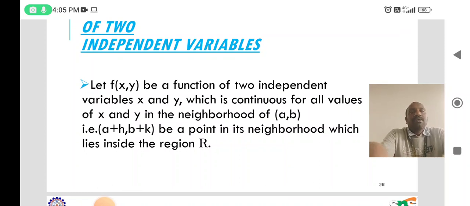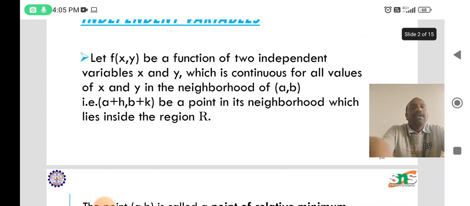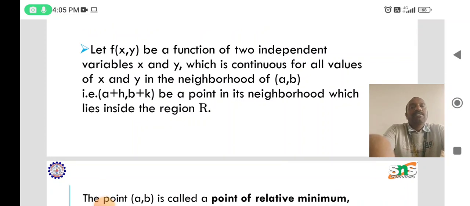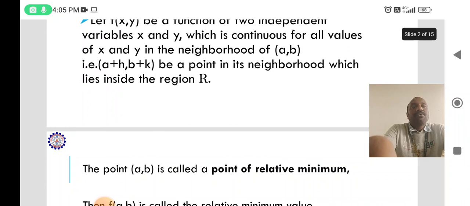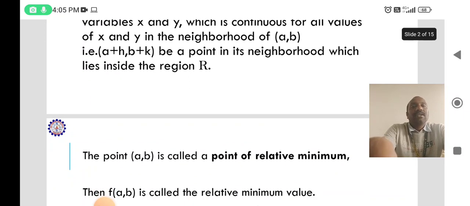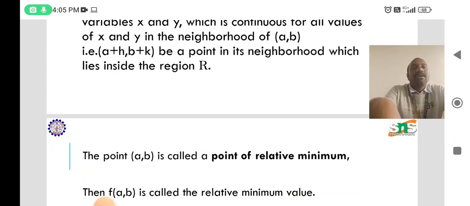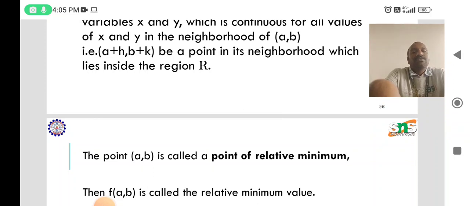Let f of x comma y be a function of two independent variables x and y, which is continuous for all values of x and y in the neighborhood of a comma b. Let a plus h comma b plus k be a point in its neighborhood which lies inside the region R. So in this case, the point is called a relative minimum.